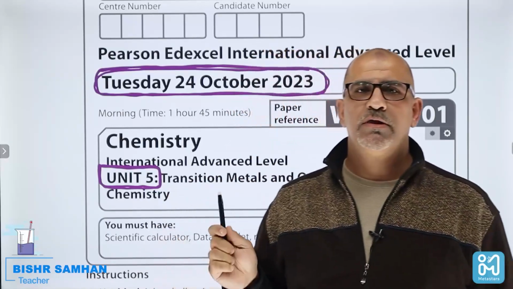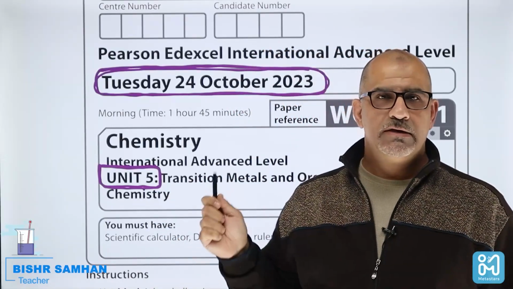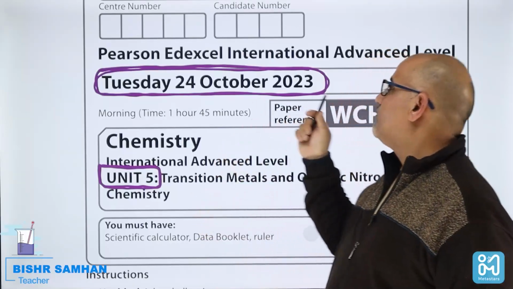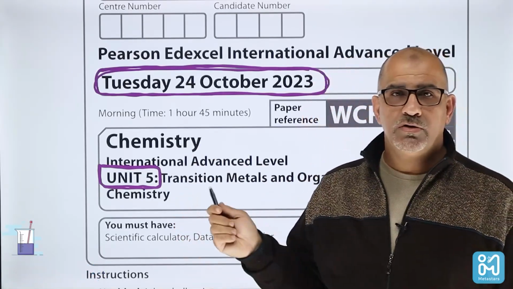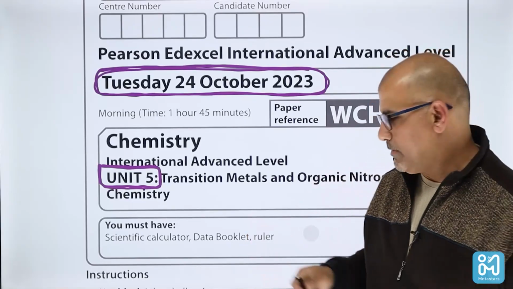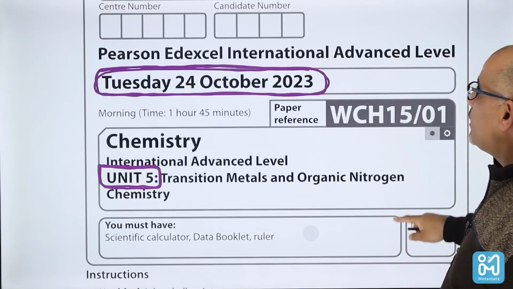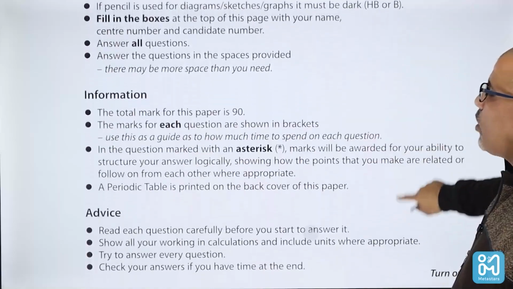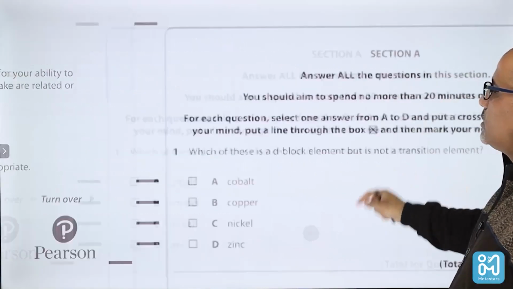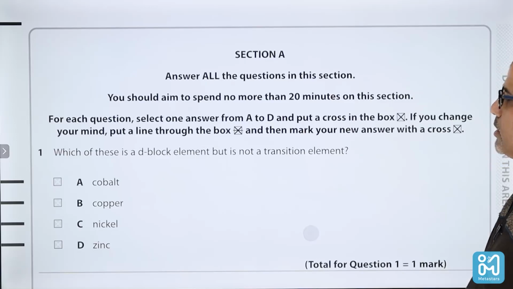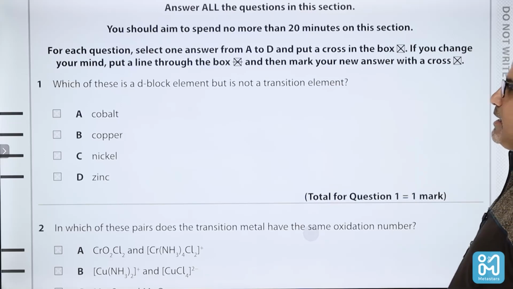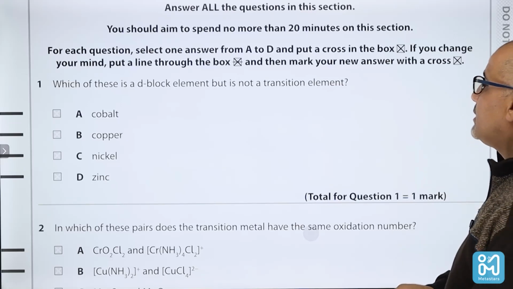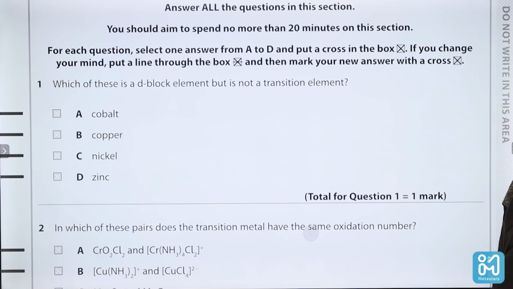Today we will start with Unit 5, Edexcel Pearson International Advanced Level, the October 2023 paper. First of all, we are going to the multiple choice questions. The first question is, which of these is a D block element, but it is not a transition element?